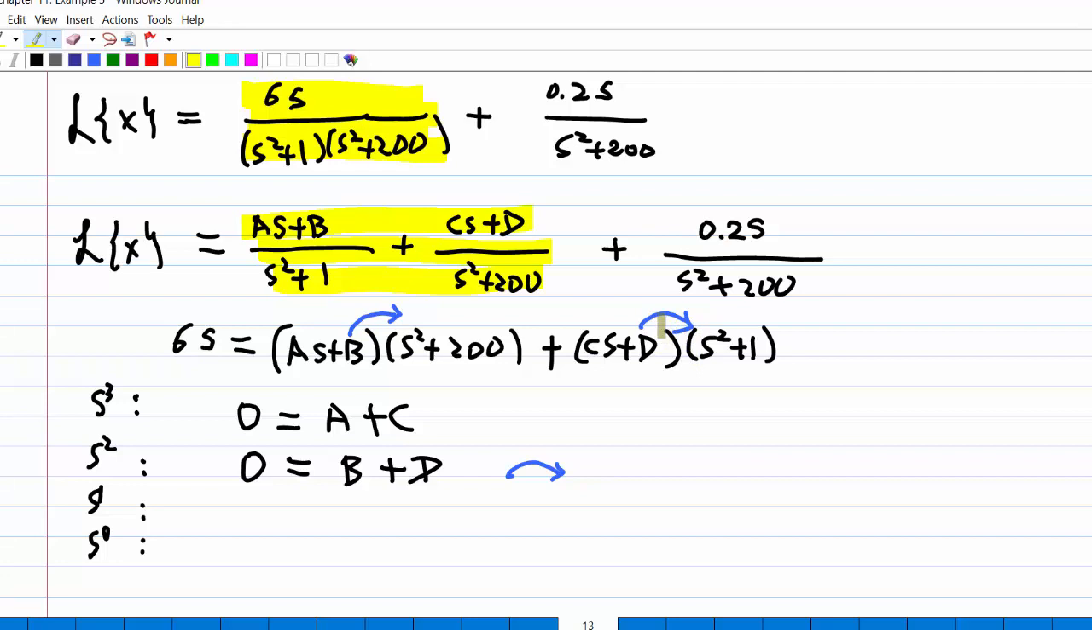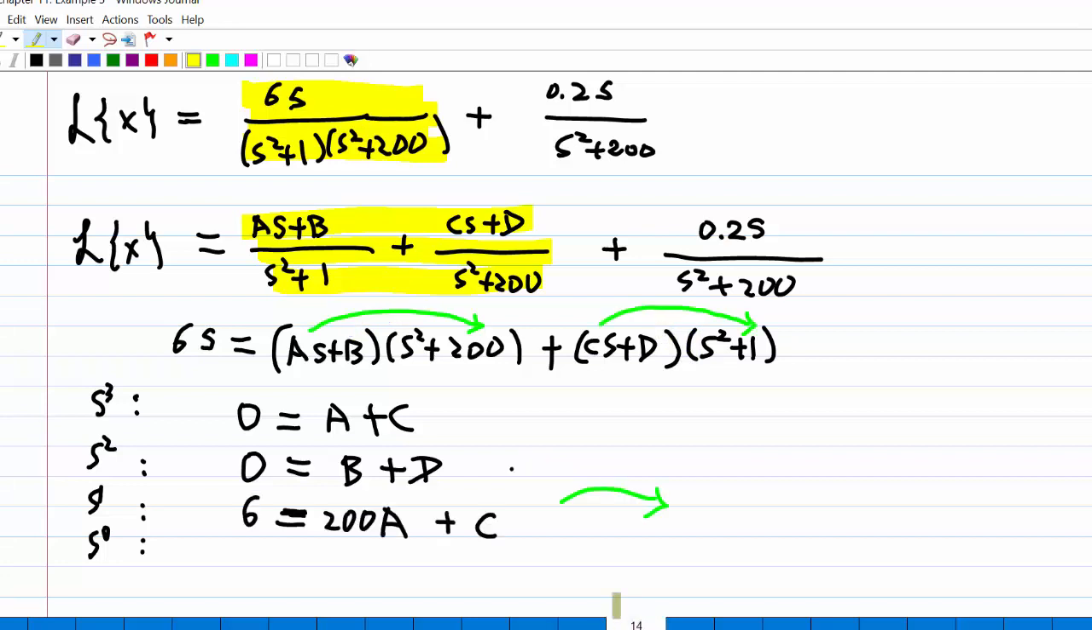For the third equation, I compare s now. The left hand side is 6s now. The right hand side is 200as, indicated by the green arrow, and cs. This is the third equation.